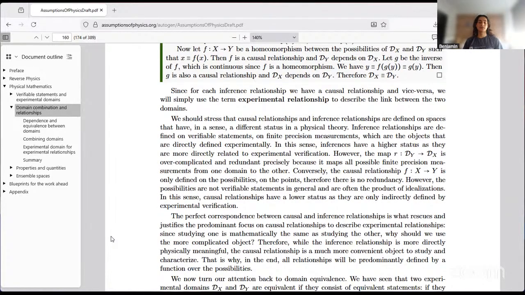However, the map R from dy to dx is overcomplicated and redundant precisely because it maps all possible finite precision measurements from one domain to the other. Conversely, the causal relationship f from x to y is only defined on the possibilities, on the points, and therefore there is no redundancy. However, the possibilities are not verifiable statements in general and are often the product of idealizations. In this sense, causal relationships have a lower status as they are only indirectly defined by experimental verification.